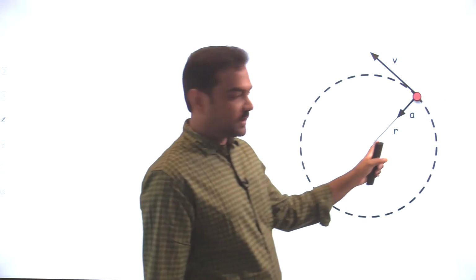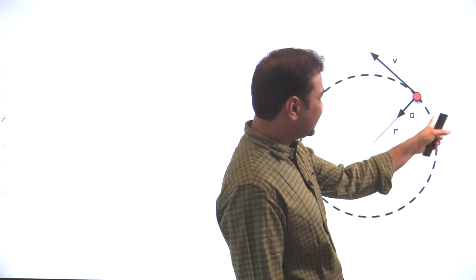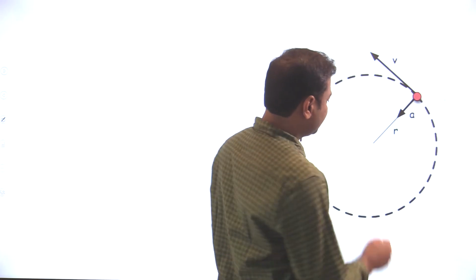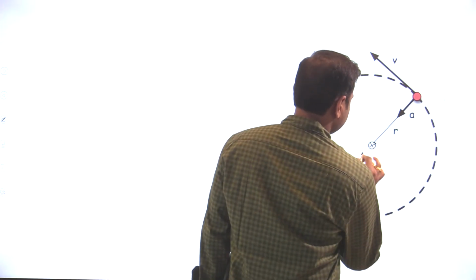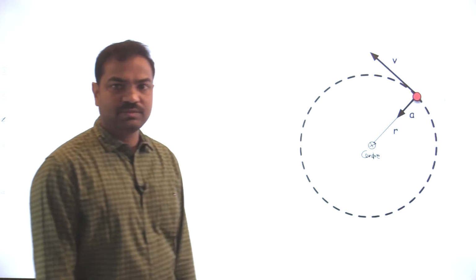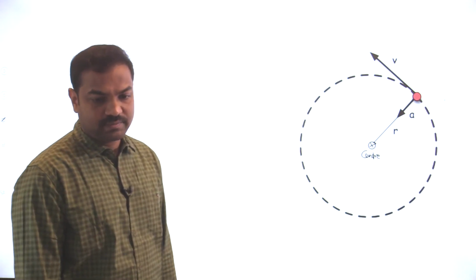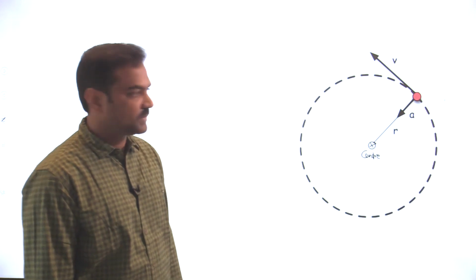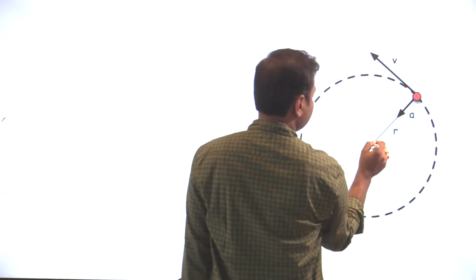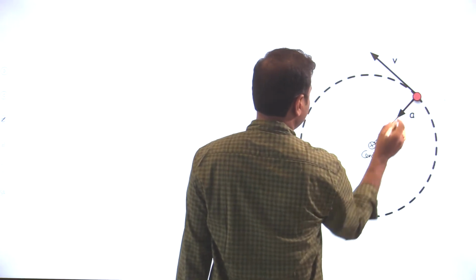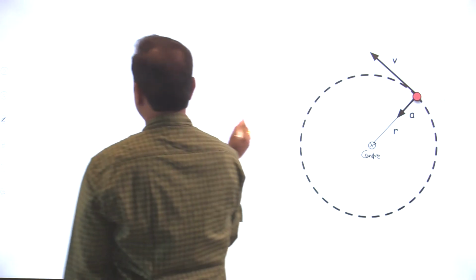Let us see. This is the one place where the particle has velocity tangentially and acceleration is towards the center. This is the center. So acceleration is towards the center, which we call centripetal acceleration. So why will acceleration be towards the center? Acceleration is nothing but change in velocity. So what can I write down? I will take 2 points in the circular path.